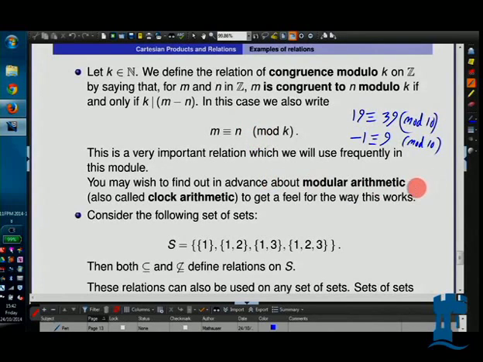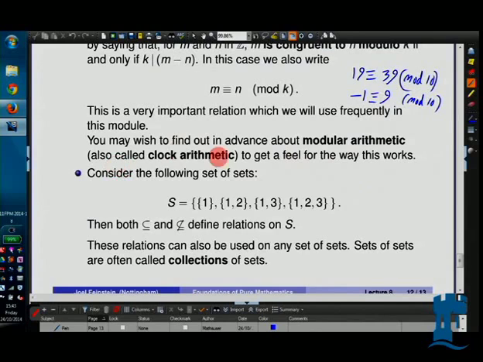And if you want to find out more about it, this is often called clock arithmetic or modular arithmetic. And it's great fun. I found out about this before I came to university, and I thought that's what I was going to spend my life on because it was such fun. But in the end, I got involved in epsilons and deltas instead. But that's life.